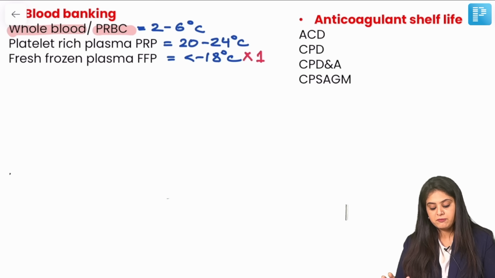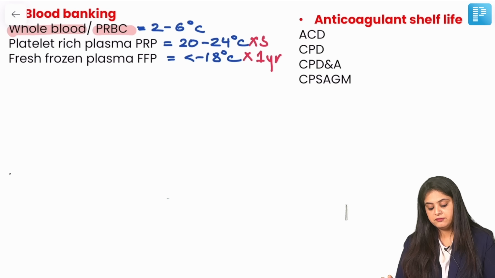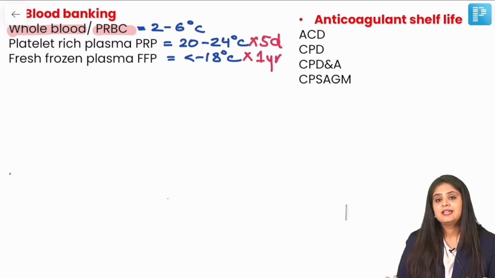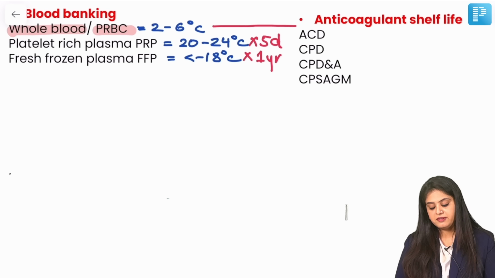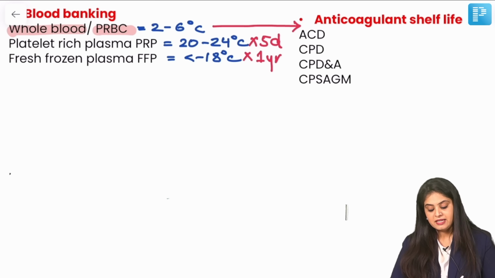Frozen thing can be kept for 1 year, so FFP has shelf life of 1 year. Then platelet is 20 to 24, quite a high temperature, shelf life is only 5 days. And for red blood cells, the shelf life will depend on what kind of an anticoagulant you have used while collecting the blood, and number of alphabets of anticoagulant is the shelf life.